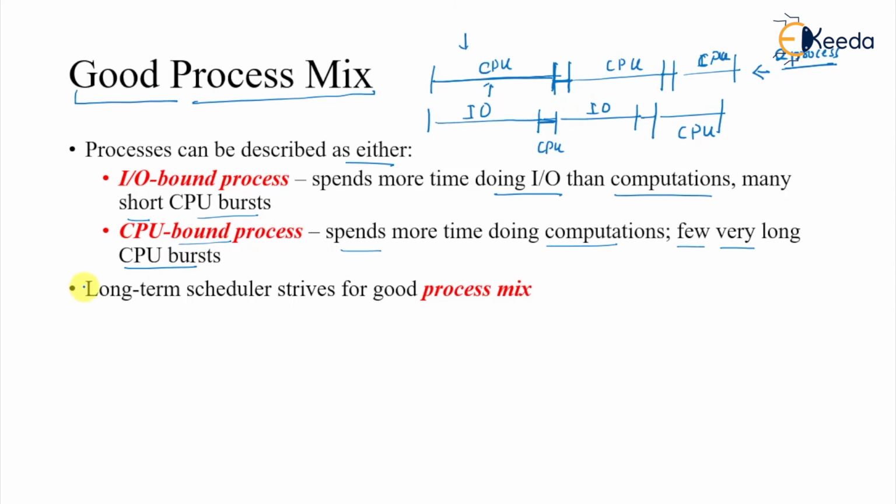If you choose only CPU bound processes, it will not be a good idea, because at that time the IO device will be utilized very little. The long-term scheduler must strive for a good process mix, consisting of both IO bound processes as well as CPU bound processes.